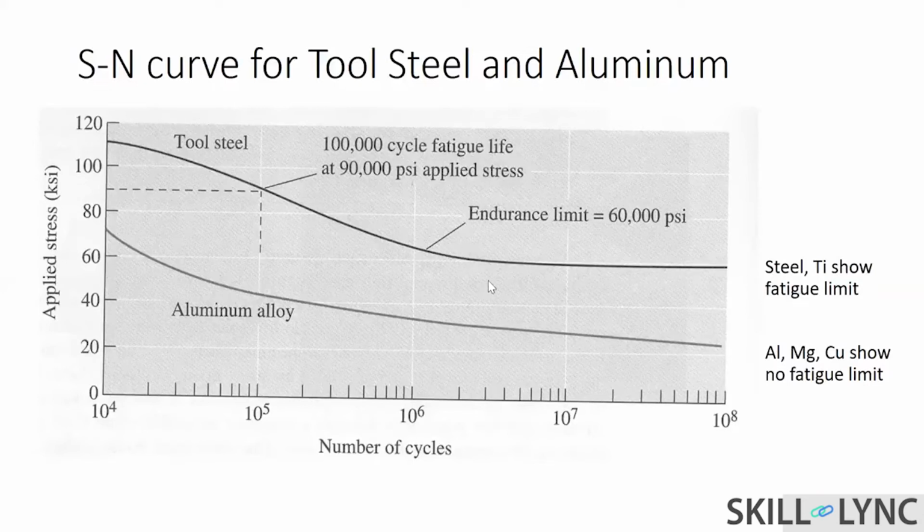So for steel, there's a fatigue limit, which is shown as 60,000 psi, whereas for aluminum, magnesium, copper, there's no fatigue limit. If you know the load, you can determine the number of cycles it takes to fail. So this is one step which I just wanted to give you an overview on.